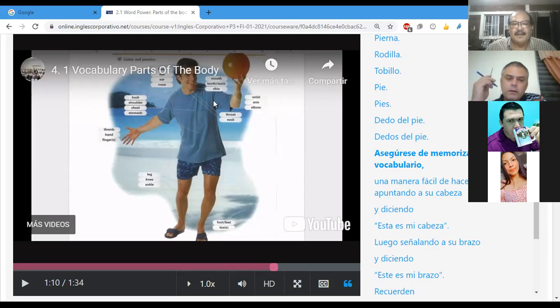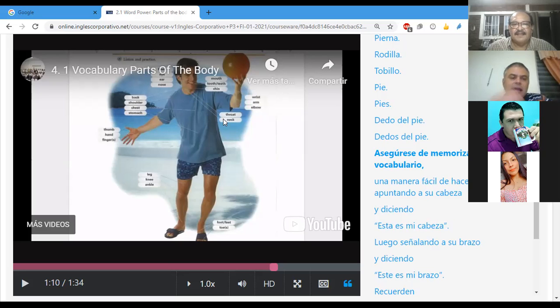Arm. Arm, okay. Then we have the elbow, la esquinita, right? Elbow. Then throat. Como throat. Throat.